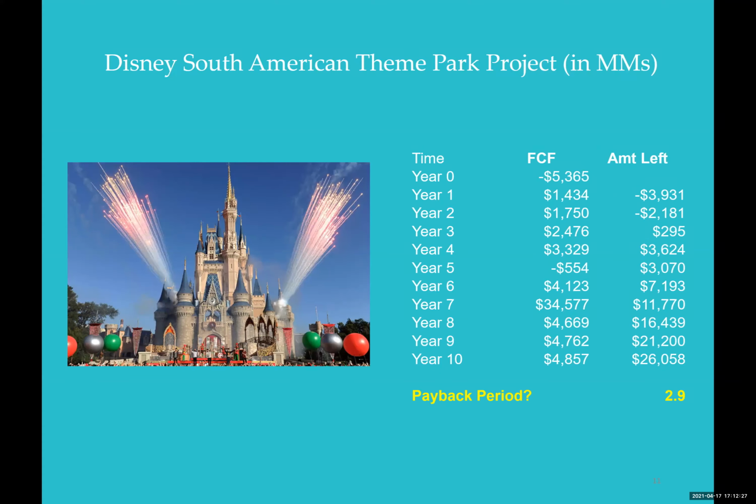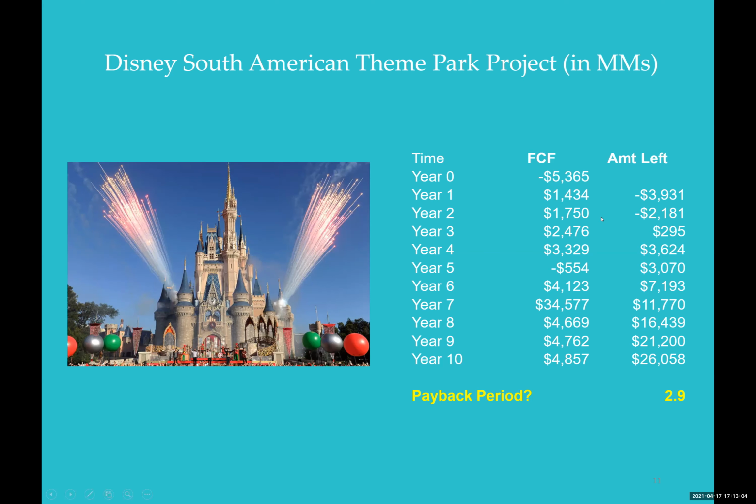Again, I completely made up numbers about what the free cash flows might look like for Disney to launch a South American theme park. So I made up the number of $5.365 billion as the initial free cash outflow for this project. That would include the cost of buying the land, clearing the land, erecting roller coasters and other rides and hotels. It would include the initial cost of any regulatory things they would have to do, the cost of developing the concept, architectural drawings, engineering, everything.